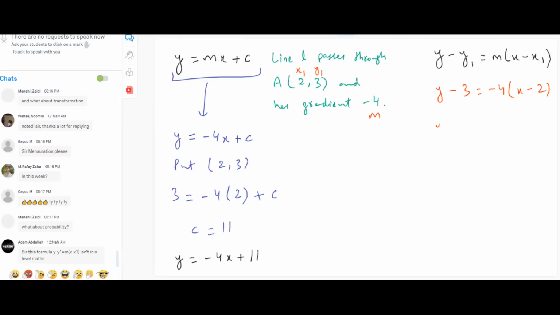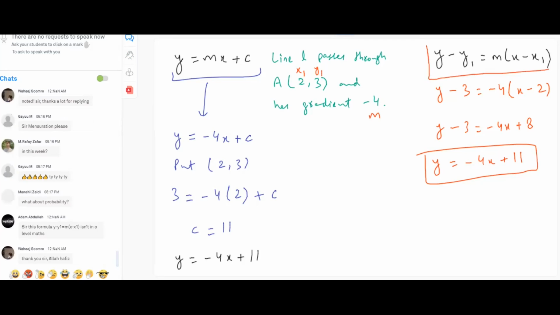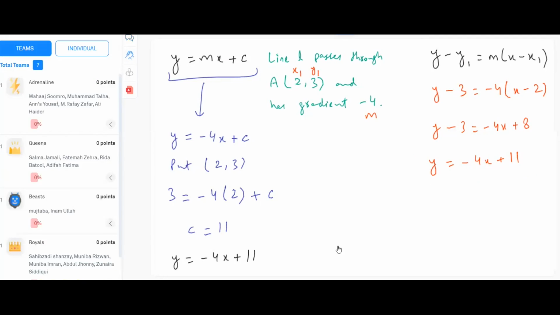So simplify kar le, you get y minus 3 equals minus 4x plus 8. And you take this minus 3 to the other side, and that gives you minus 4x plus 11. Now, the benefit of this is that you save a couple of steps of working. आपको C explicitly find नहीं करना पड़ता पहले, आपको directly आ जाता है. So if you can remember this, that's good. If not, it's not really necessary. Okay, all right. So इस तरह से आप equation find करते हो.